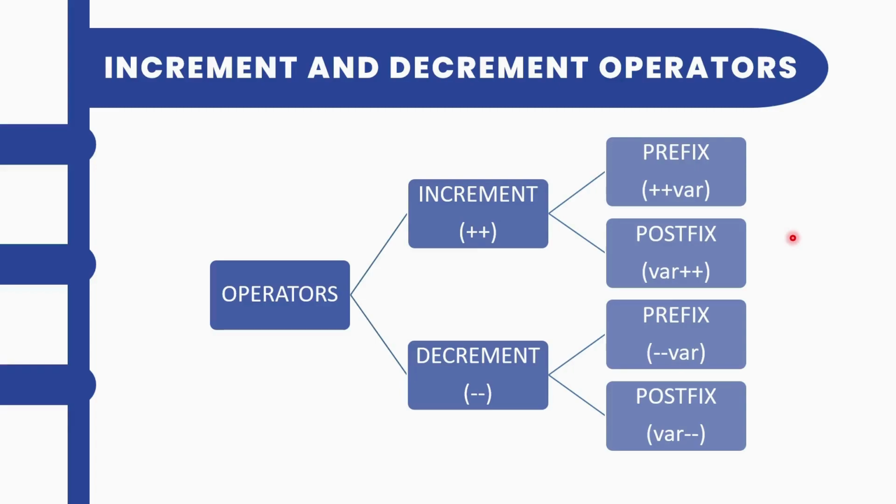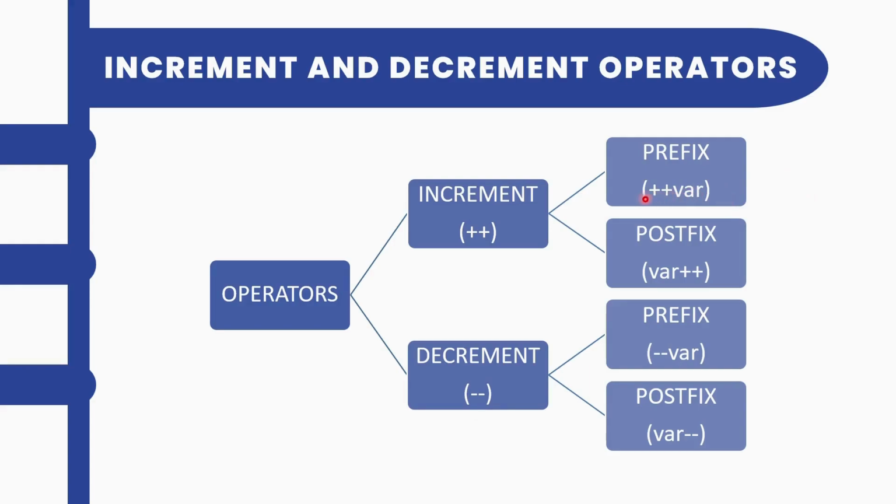Now increment and decrement operators. Increment operator plus plus increases the value of a variable by 1, and decrement operator minus minus decreases the value of a variable by 1. Now there are 2 types, prefix and postfix. Now in prefix, like plus plus variable, the value is incremented by 1 and then it returns the value.